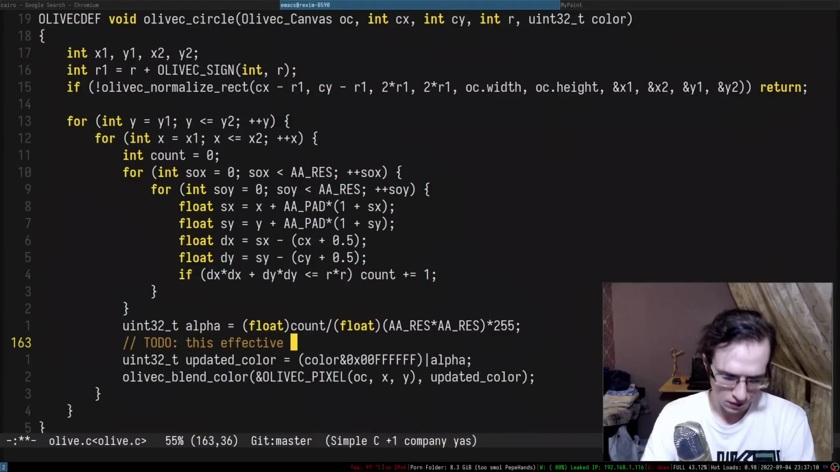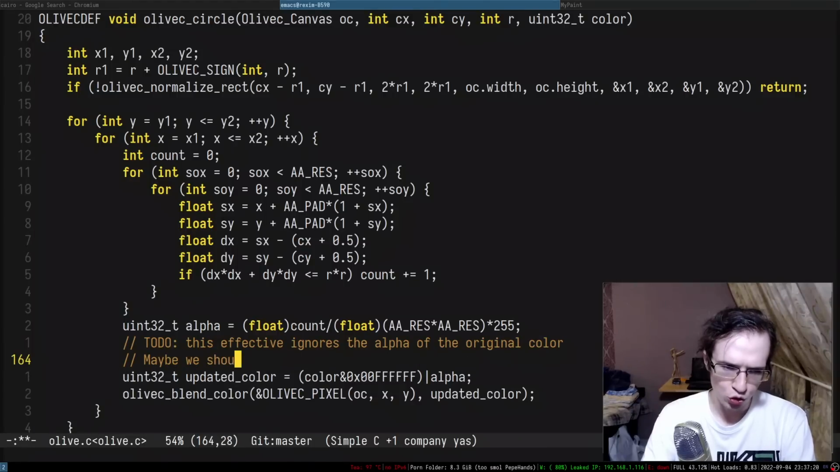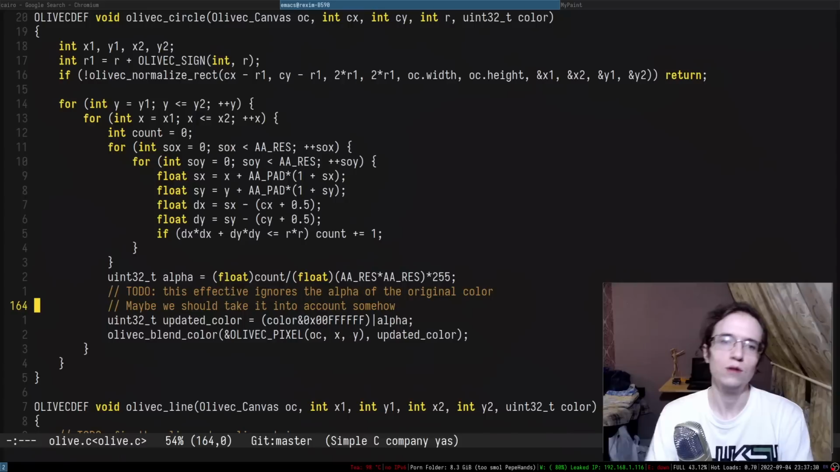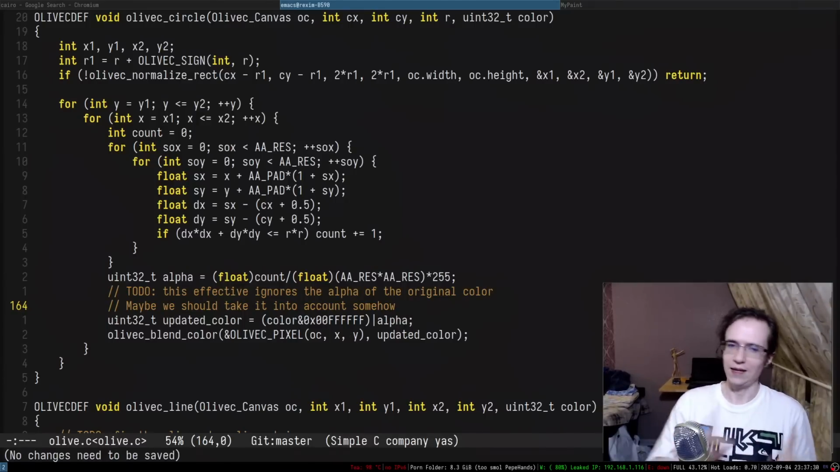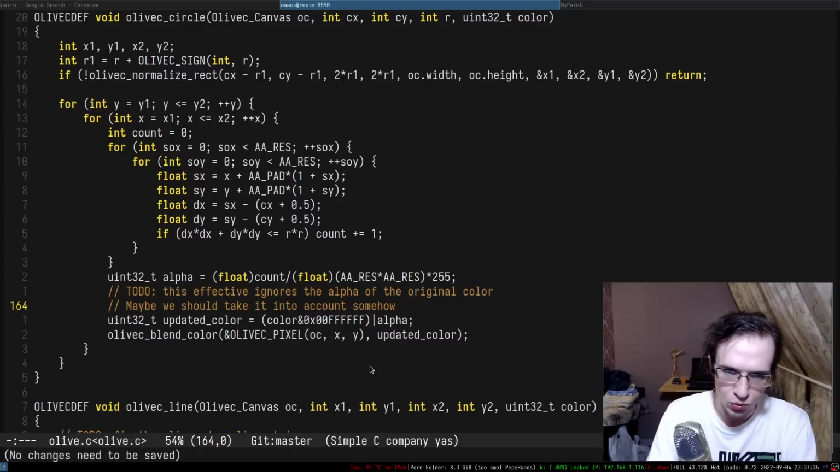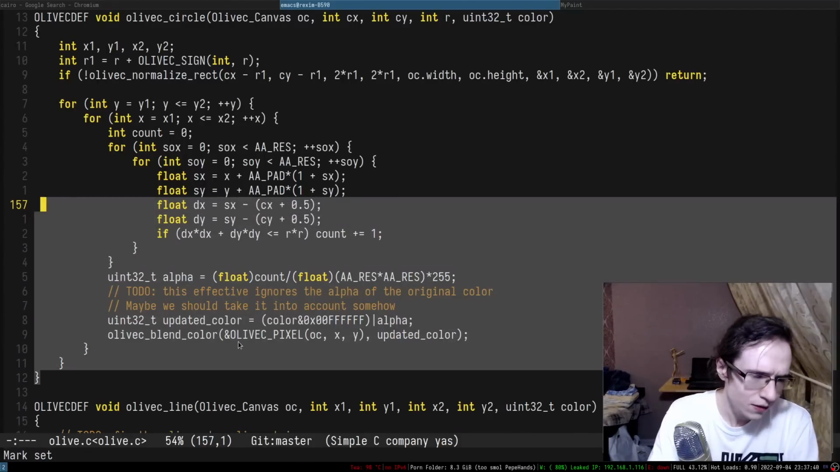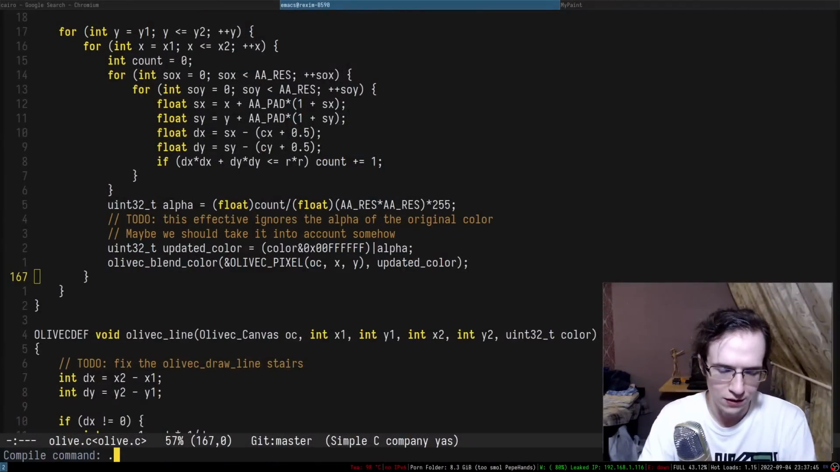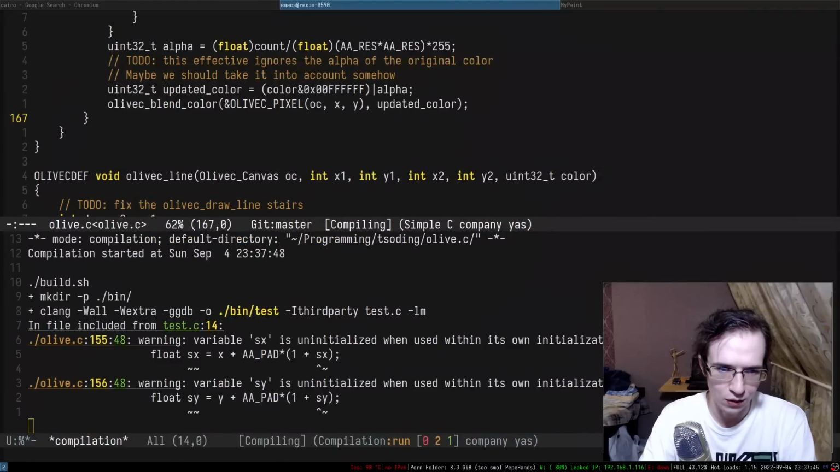This effectively ignores the alpha of the original color. Maybe we should take it into account somehow. I'm not really sure how exactly yet, and I don't really want to think about it too much right now. I just want to have something working. So I think that is it, right? I think we should go ahead and compile the entire thing and see how it goes.